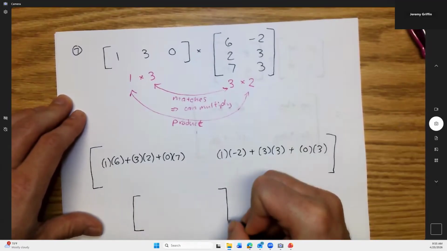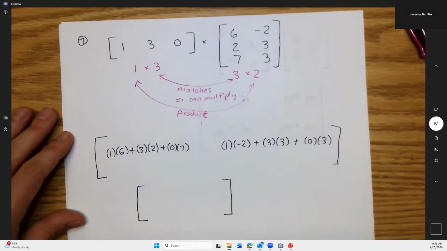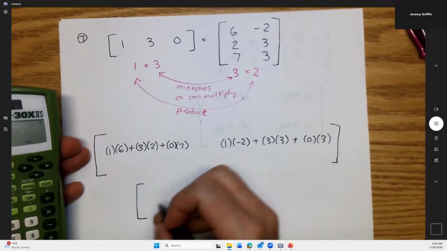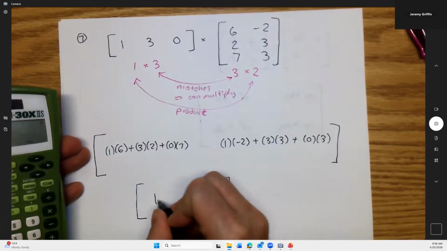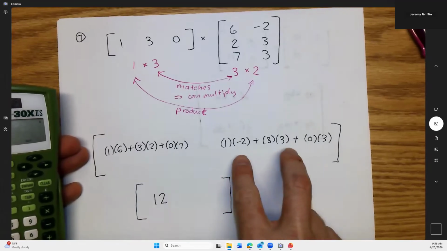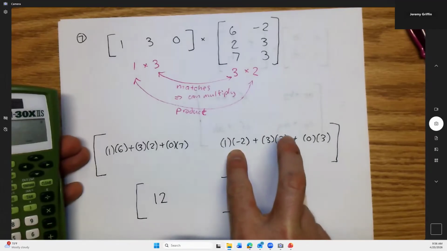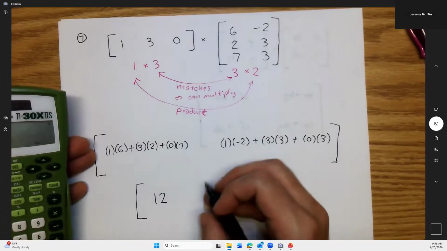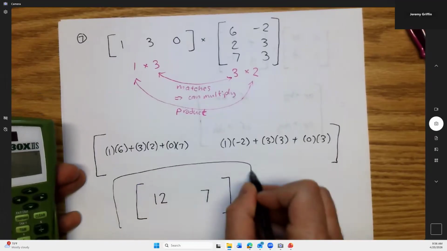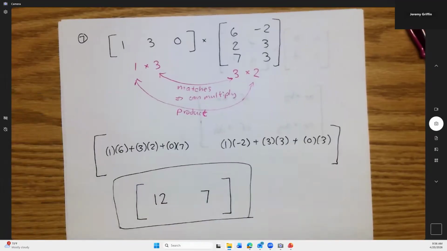So we've got 2 elements in the product. So this looks like 6 plus 6. That would have to be 12, I think, right? 12? And then over here, I got negative 2 and 9. So that comes out to what, 7? Yeah, 12, 7. So the answer is 12, 7.